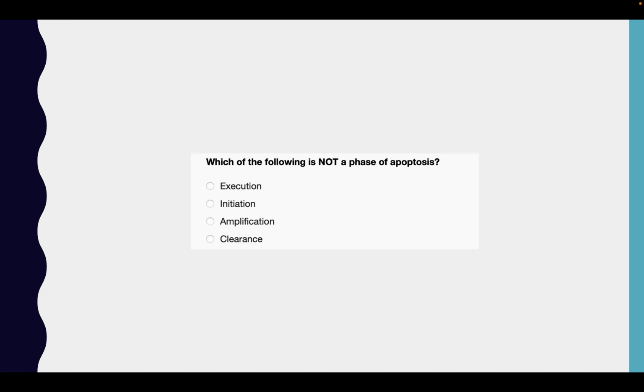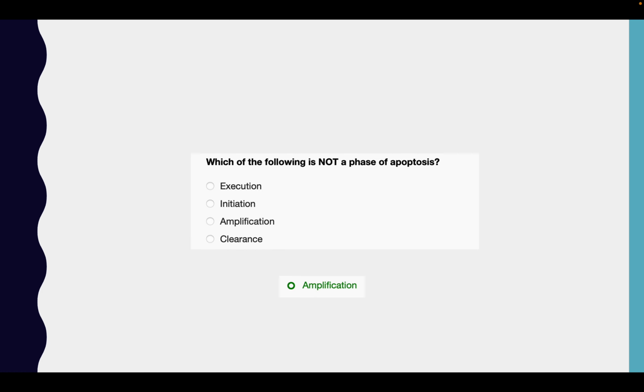Just guessing, because initiation means apoptosis will get started, and execution means finally it has to be executed. In the case of clearance, at last the phagocytosis will take place, meaning the cell debris or fragmented cells will be eaten up by phagocytosis, but amplification might not be the process. Yes, correct. It is amplification, right?